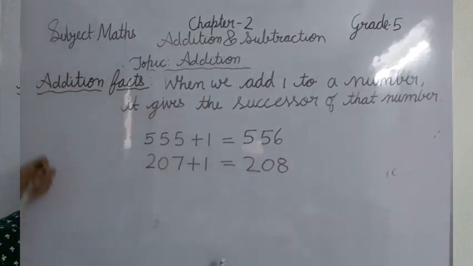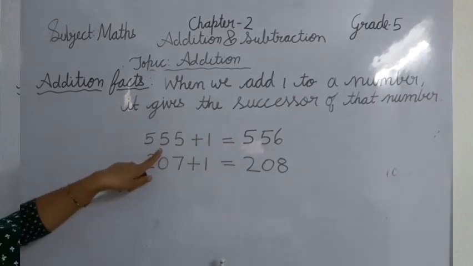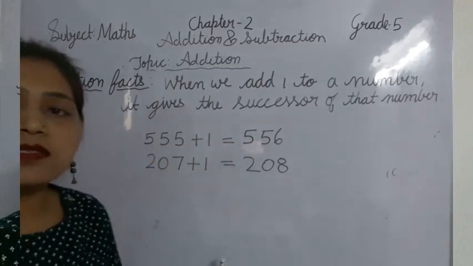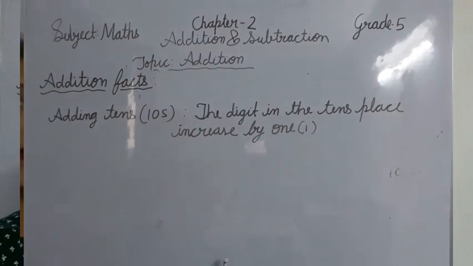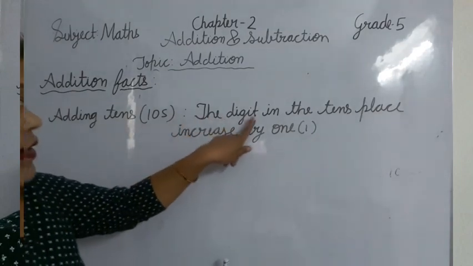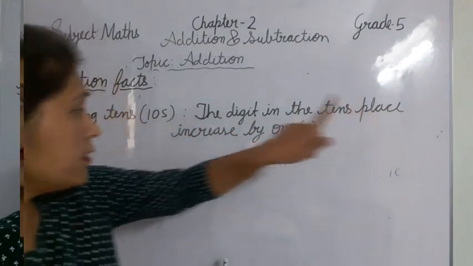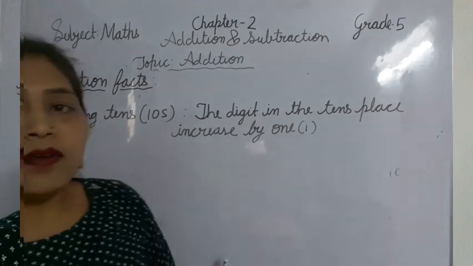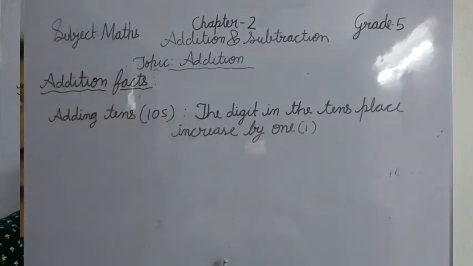So what happened when we add ones? We'll get the successor of that number. Okay, now let's discuss the second. What happened when we add tens to any number? See here, when we add tens to any number, the digit in the tens place increases by 1. So let's take one example here.